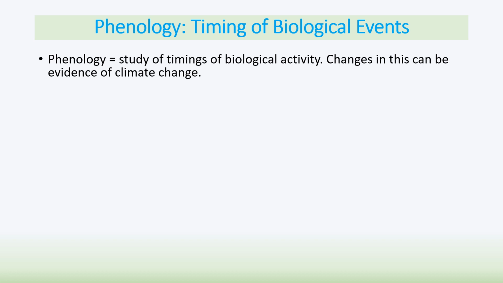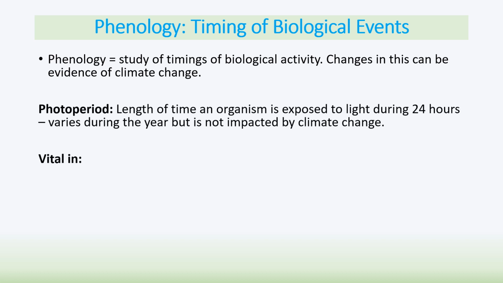We're looking at things like that, changes of biological activity due to timings, and some timings are affected by things like temperature, and this could be evidence of climate change and show some of the impacts of climate change. Now, what I was talking about technically a few minutes ago is the photoperiod, which is the length of time an organism is exposed to light during 24 hours. This obviously varies during the year, but it's really important to remember, light levels are not impacted by climate change. So even as the temperature gets warmer, the light levels will stay the same.